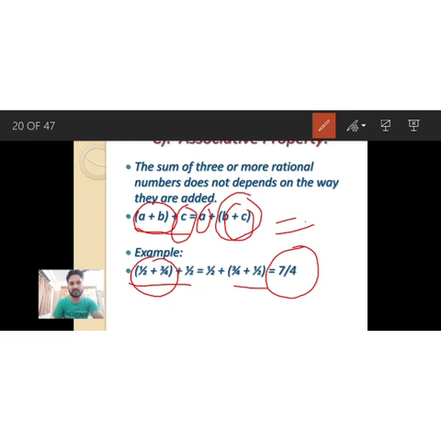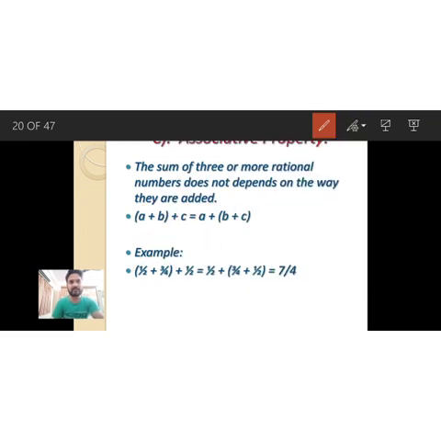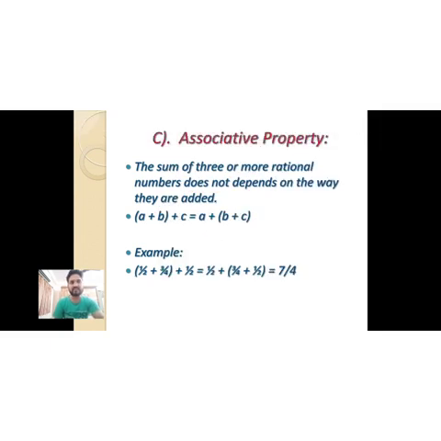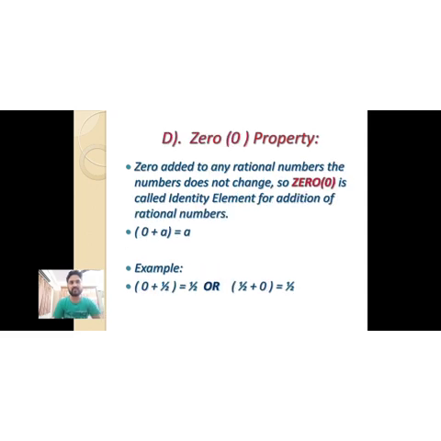There is no confusion in this. It's a simple thing. The sum of rational numbers doesn't depend on the way they are added, in whichever manner they are added. The final answer is always the same. This is the associative property. Now the zero property. 0 added to any rational number, the number does not change. If we add any rational number to 0, there is no change in the number.